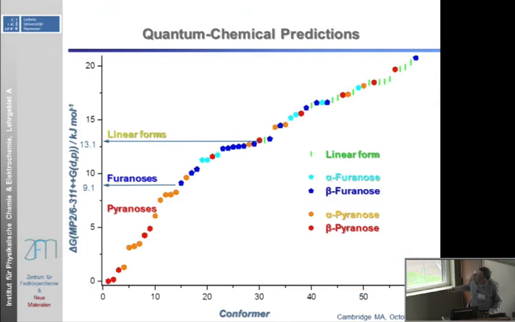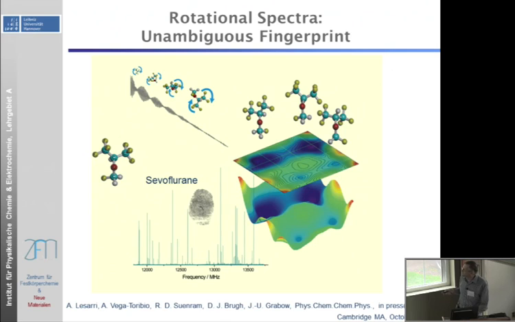But we started with doing quantum chemical predictions of all kinds of different conformations: pyranose rings, furanose rings, linear forms. Pyranoses are the lowest in energy, furanoses a little bit higher, and the linear forms are even higher, so we expected pyranoses. But it would not stop here.